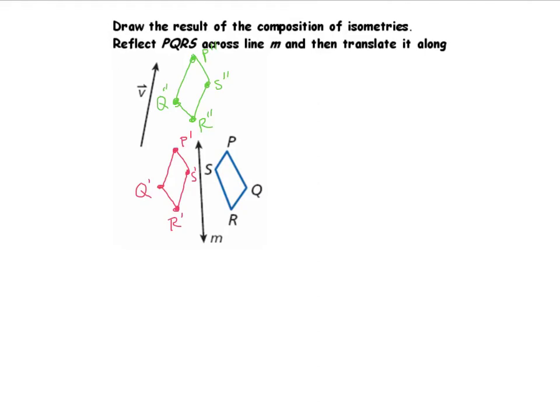All right, let's go ahead and discuss what I have drawn here. The first thing we did was reflect the quadrilateral along line M. So that's what I have here. P to P prime, S to S prime, R to R prime, and Q to Q prime.